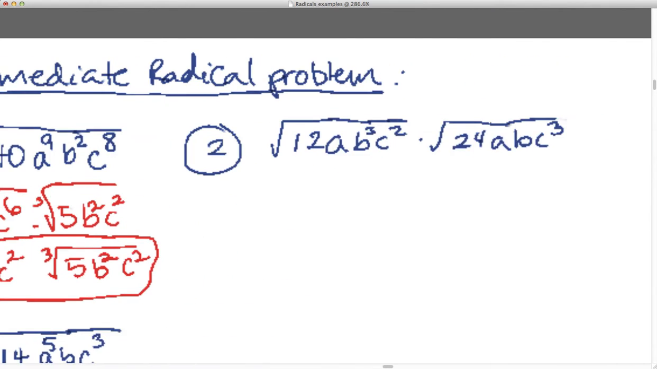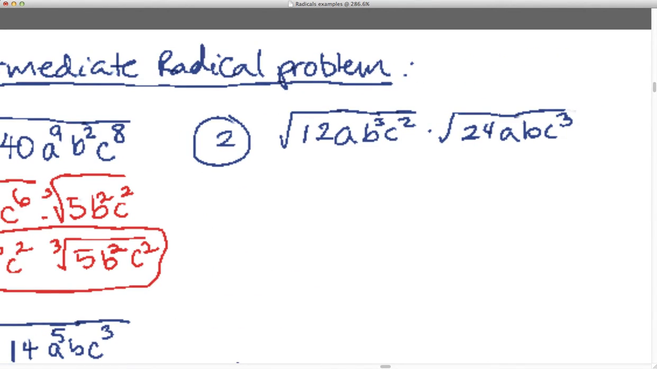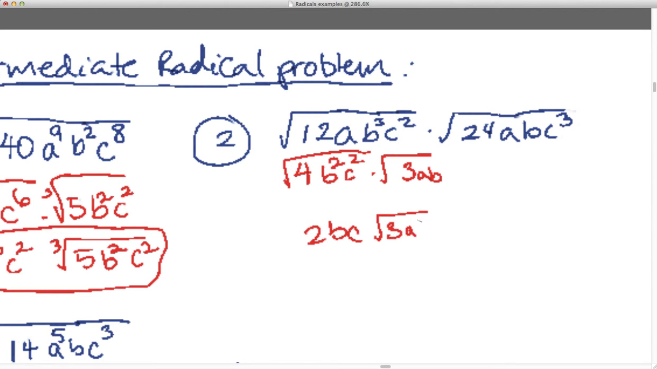On this one, you want to pull out any perfect squares that you might be able to individually and then work your magic on what's left. So here we got a 4. We can take out a b squared. We can take out a c squared, and we'll be left with a 3ab. And then that's going to give me a 2bc 3ab.